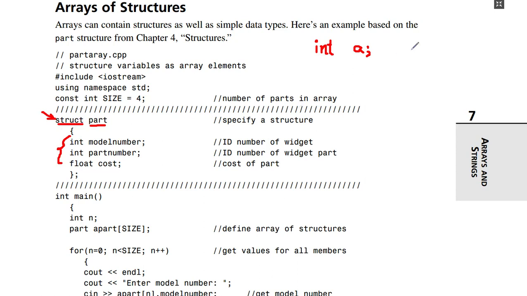So now what do we have in memory? We have space allocated for three variables: integer model number, integer part number, and the last one, float cost. These three places would be allocated to any instance of the structure with the name part. So this is a prototype defined over here.